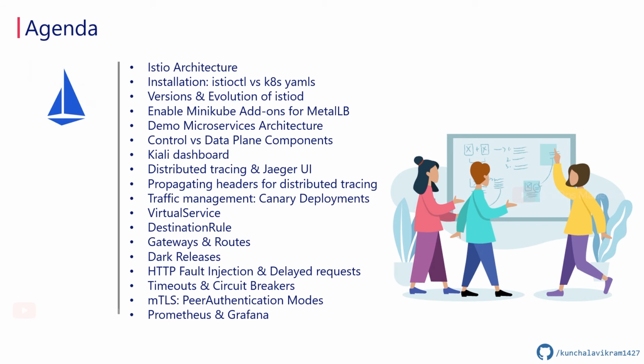Then we'll see timeouts and circuit breakers, where the delayed requests or timeouts result in breaking the connection between the two microservices. Then we'll move on to enabling mutual TLS communication between the various microservices, and we'll find out what methods are supported inside Istio for enabling and disabling mutual TLS. And finally, we'll close the session with the Prometheus and Grafana user interface.